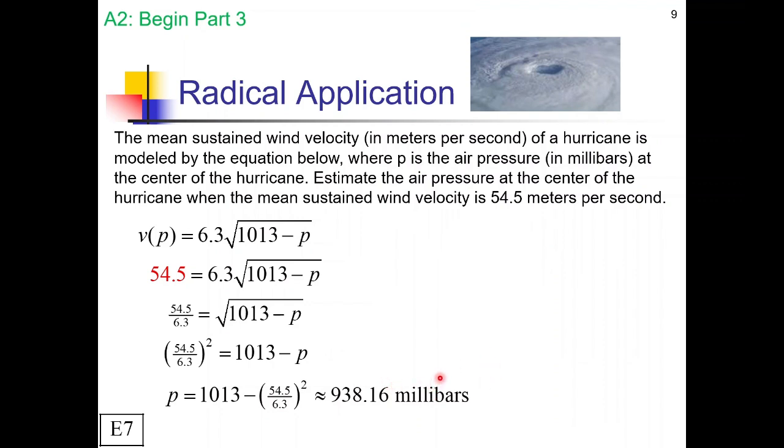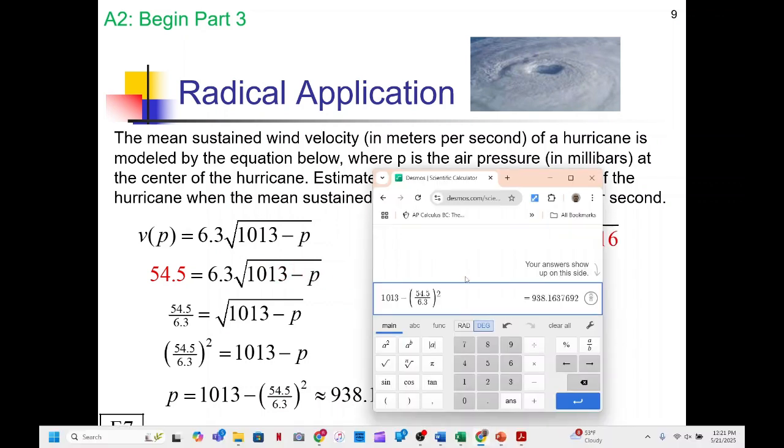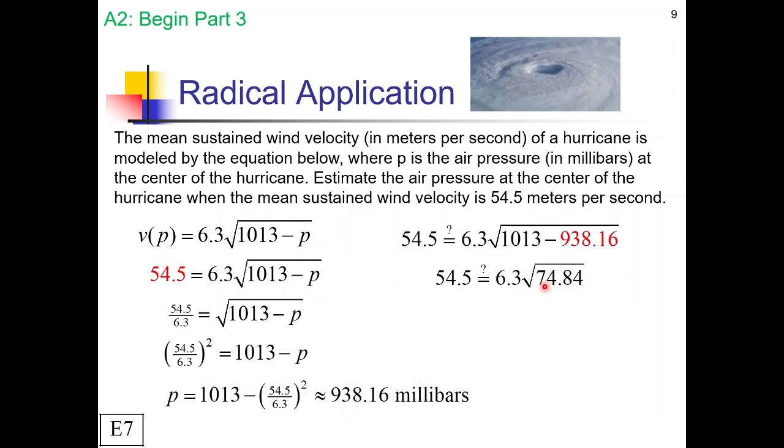But wait, let's check our answer just to be sure. So we're using this equation right here. So we've got 54.5 equals 6.3 times square root of 1013 minus this. 1013 minus that, let's see, it was 938.16, that's about 74.84. And then we need the square root of that.